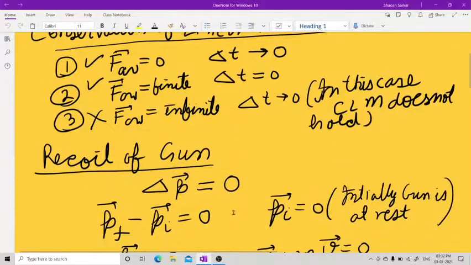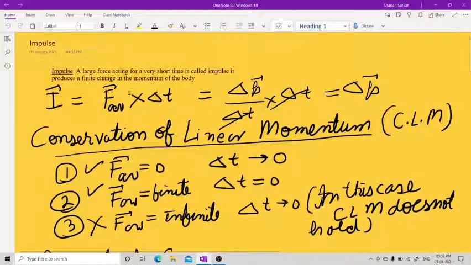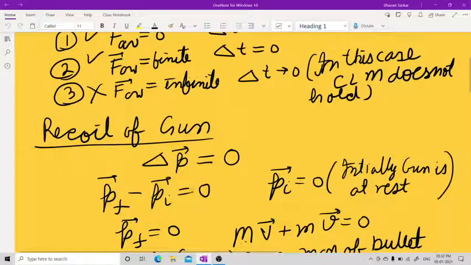Let us take an example, recoil of a gun. Initially, the gun is at rest. There is no force acting on the gun. Because of this expression, F average is 0. Delta P becomes 0. Therefore, we have delta P equal to 0. Now, delta P is P final minus P initial, which is equal to 0.